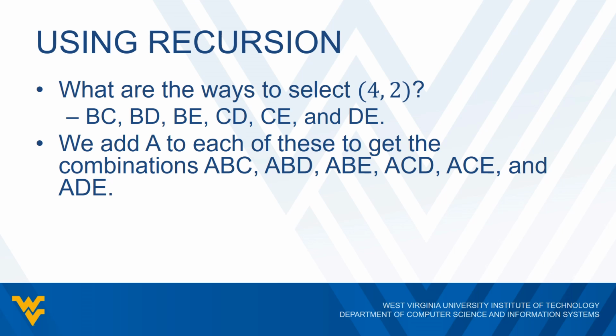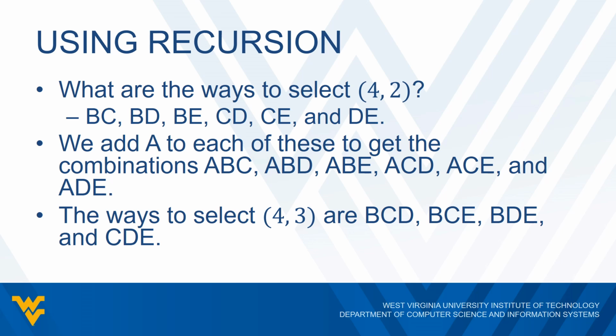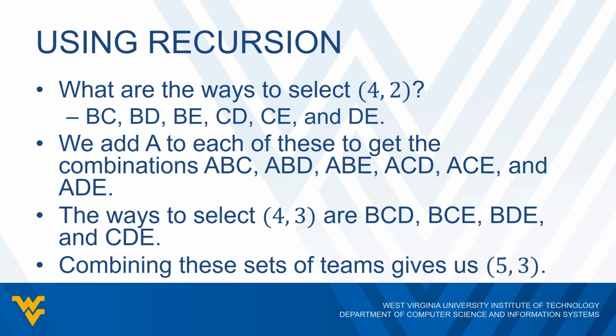Now, how do we get the other group, all the teams of 3 people without A? Well, that's the ways to select 3 people from a group of 4 without A. So that's going to give us BCD, BCE, BDE, and CDE. And what we find is when we combine these 2 sets, that gives us all the different ways of picking 3 people out of a group of 5.